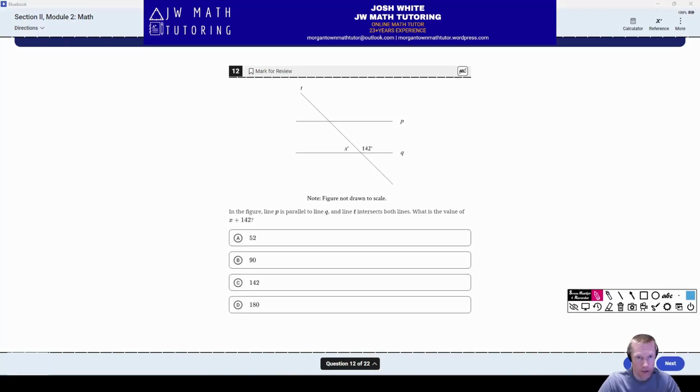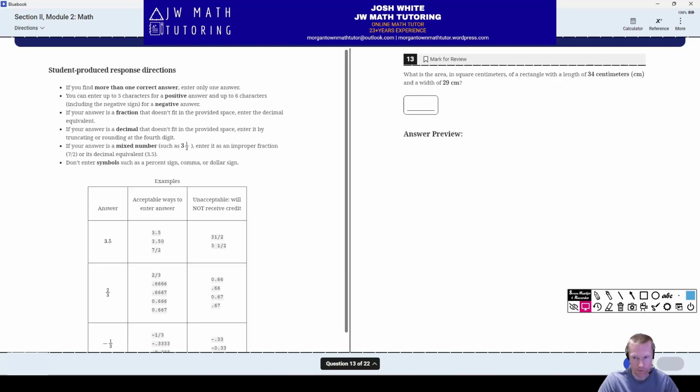All right, next up is question number 12. Here we have two parallel lines. The fact that they're parallel actually does not matter in this problem at all, because these two angles here, x degrees and 142 degrees, are just two adjacent angles that form a straight line, basically a straight angle. Therefore, they add up to 180 degrees. The correct answer is D. These are also known as a linear pair. So we can move on to the next problem.